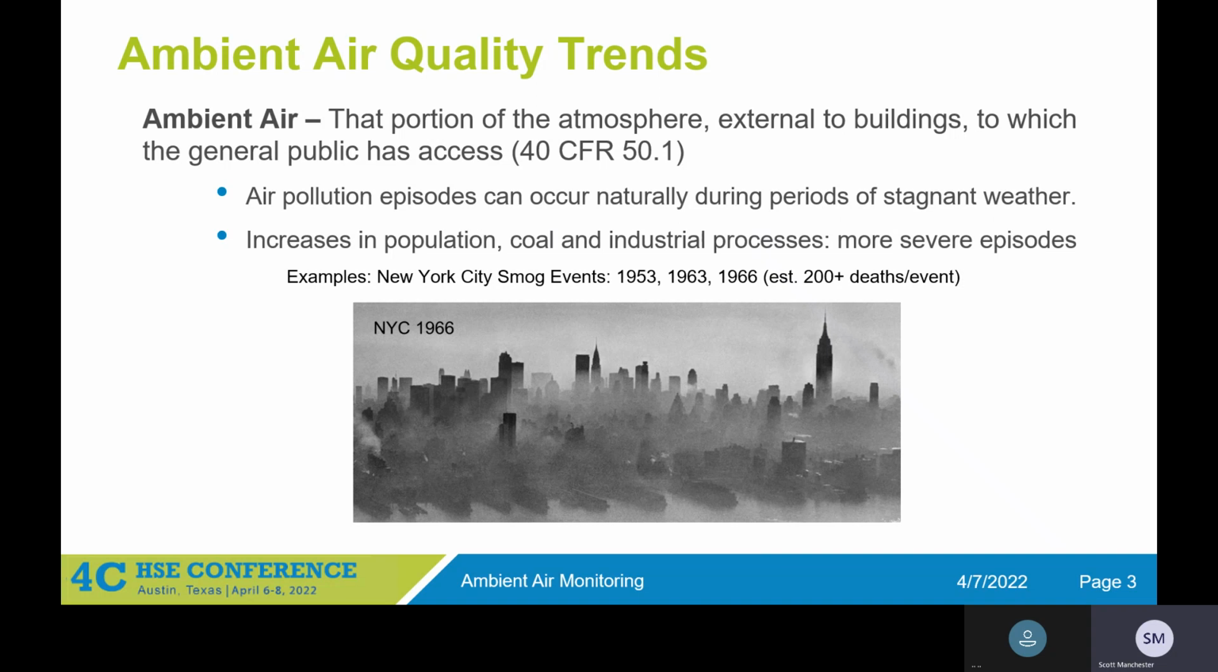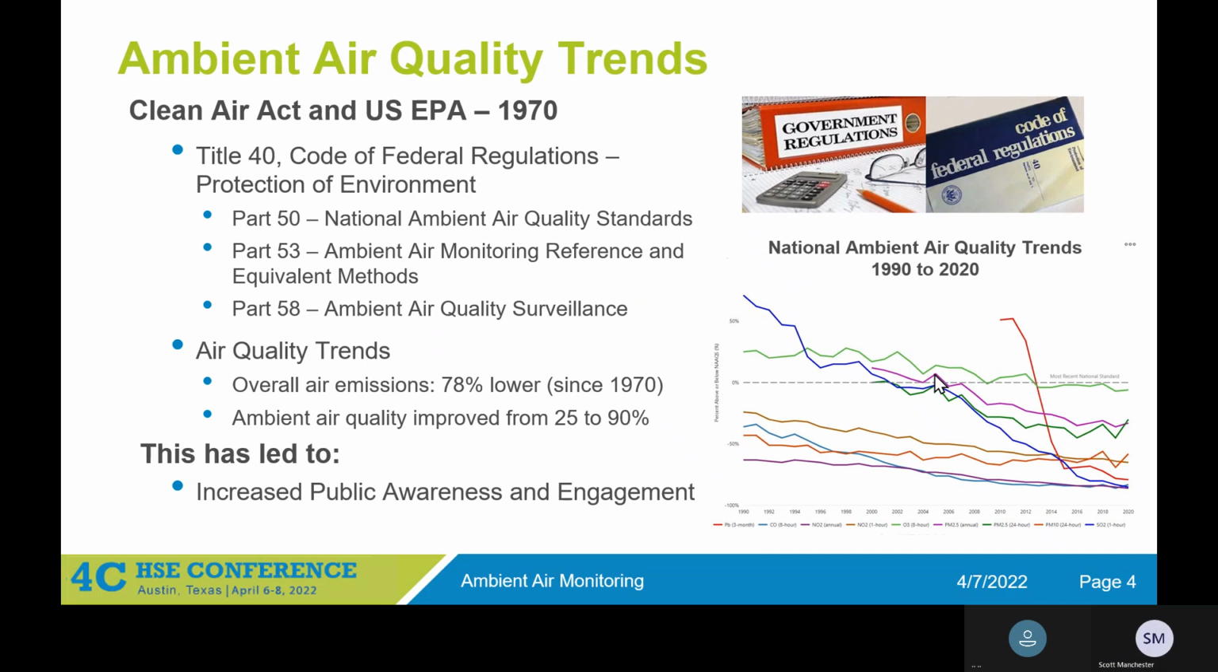Smog events happened in '53 and '63 and again in '66. These were very serious smog events, where they attribute at least 200 deaths during every event immediately to just that event. And I'm sure there were lingering other health concerns after that, but you can see a picture, and I think we can all agree none of us really want to be there at that time back in the 60s.